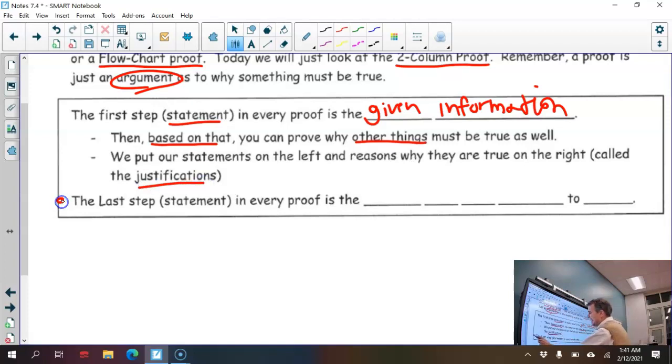And then the last step in every proof is the blank, blank, blank, blank to blank. Any idea what that is? It is. The last statement is the thing you are trying to prove. Yeah, it is.